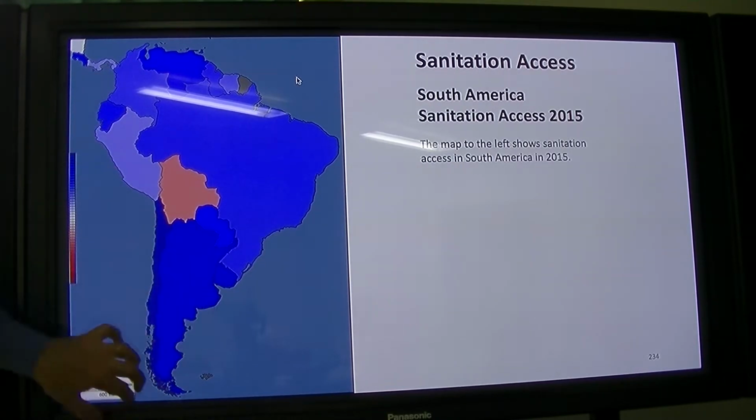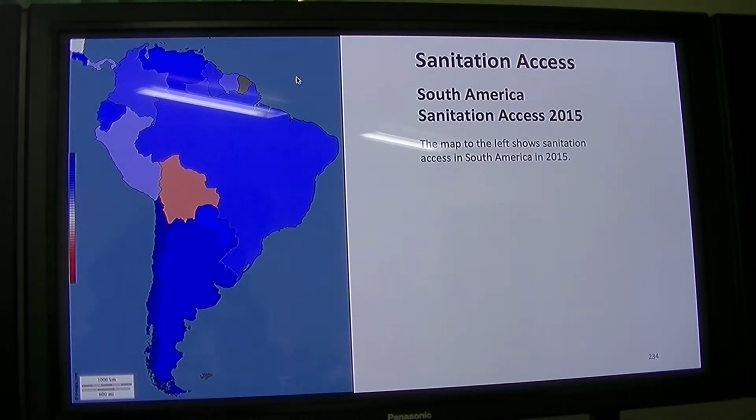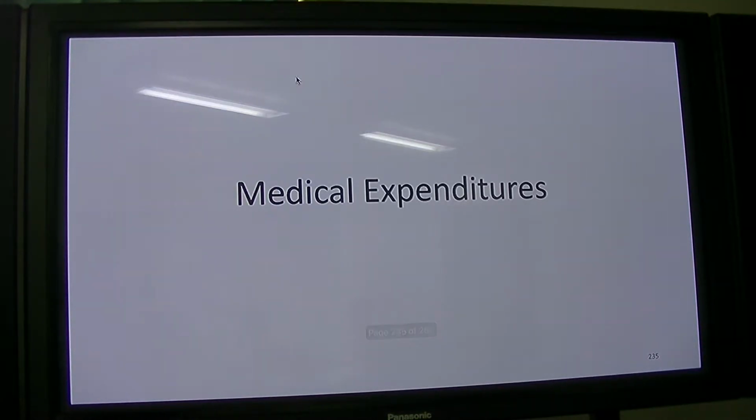So the southern part you can see is higher. Of course, Chile, this is an example. Chile is quite highly developed, and in many ways the most developed country in South America. So that's an important measure. And now the next one, a very important measure: medical expenses.